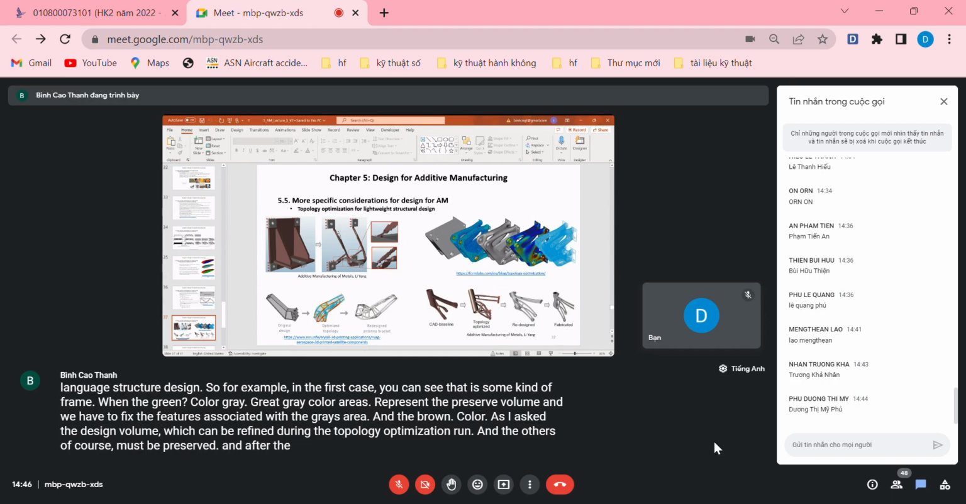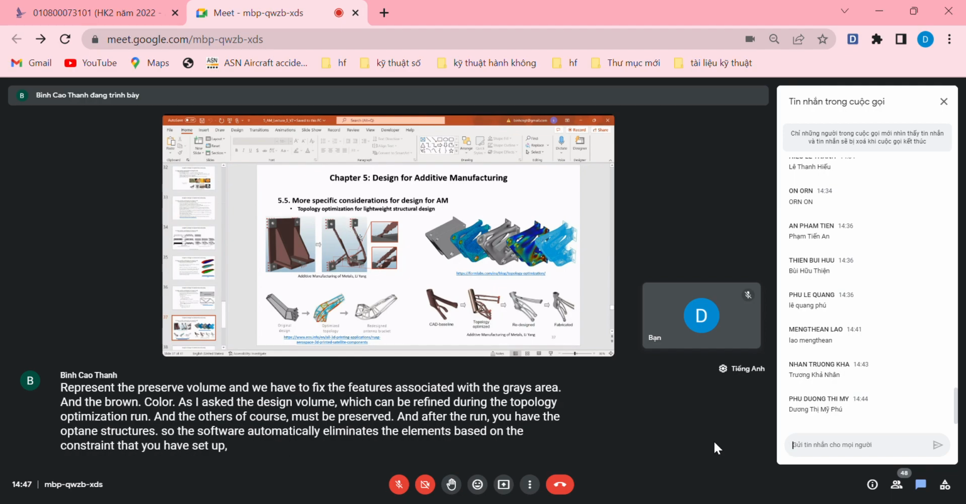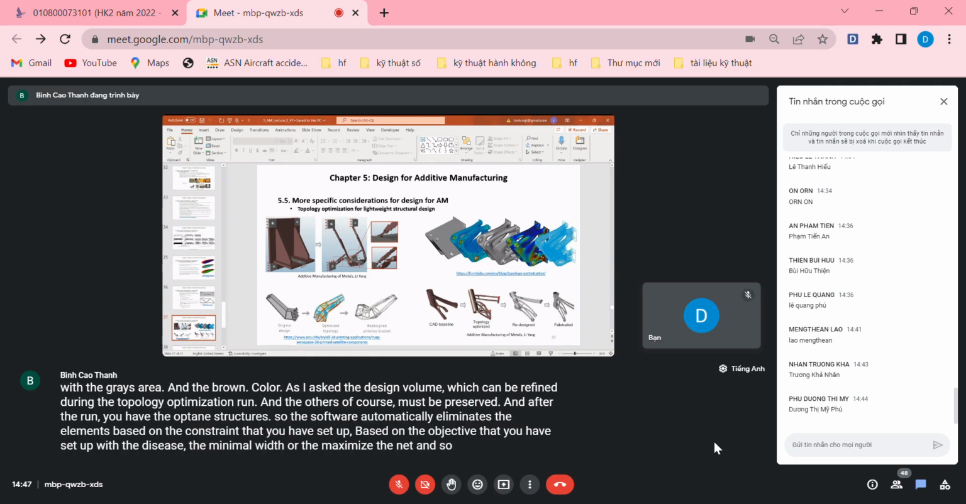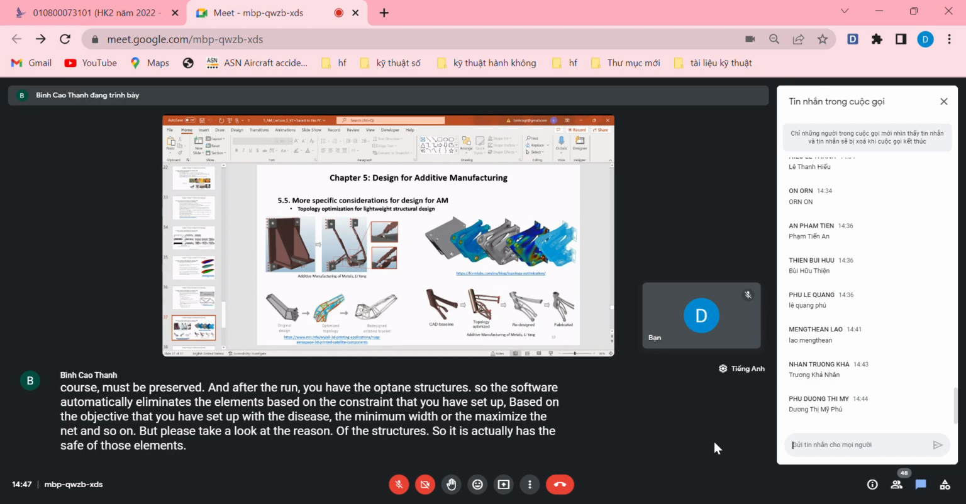And after the run, you will have the obtained structures. So the software automatically eliminates the elements based on the constraint that you have set up, based on the objective that you have set up, whether this is the minimized weight or the maximized stiffness and so on. But please take a look at the result of the structures. It is just the result of the process of topology optimization.